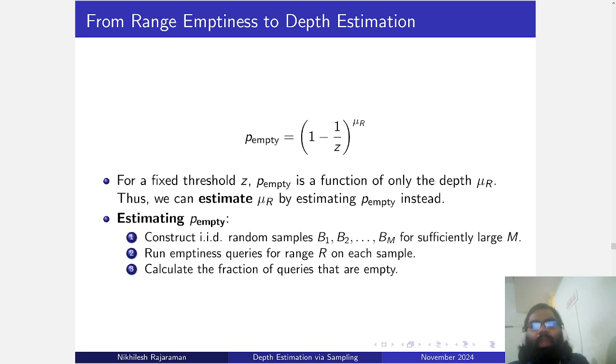If we count how many samples our range R is empty in, and compute the fraction, that is the number of samples in which R is empty divided by m, that quantity, by the law of large numbers, is going to be very close to P empty, the probability that that range is empty. So this way we can get a really good estimate of the probability that R is empty by making multiple samples and checking for emptiness in each sample. And then, once we have an estimate of P empty, we can use that to check whether the depth is larger or smaller than Z, which is what our original problem is.